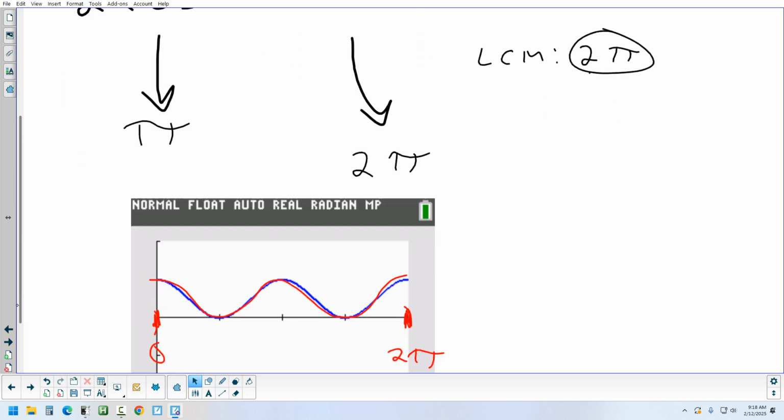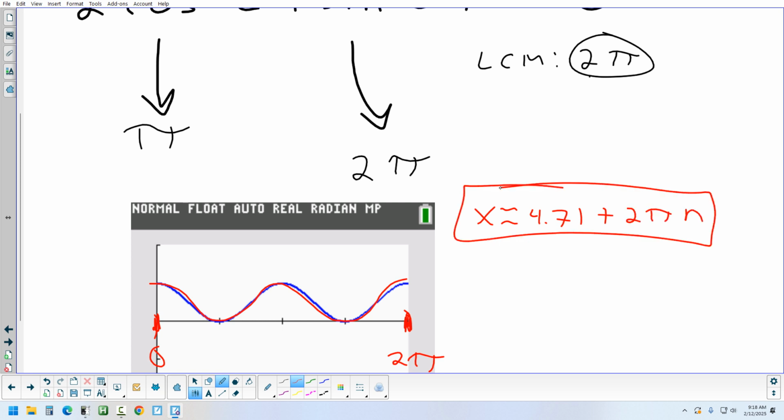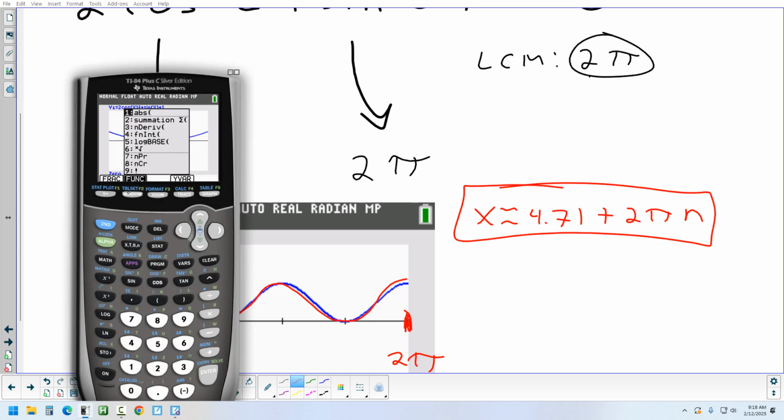Yep. So it's approximately 4.71 plus 2 pi n. But that is a nice number. So if I asked you to do this as an exact answer, the way you'd want to do it is set your window from, let's go 0 to 360. Put it in degrees.